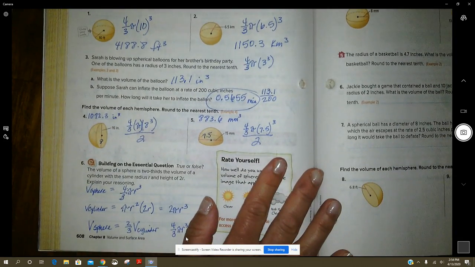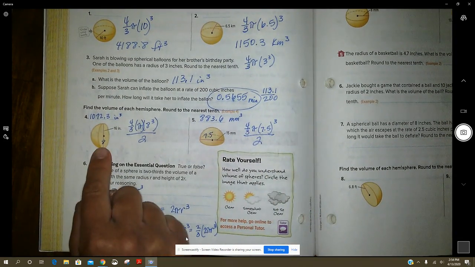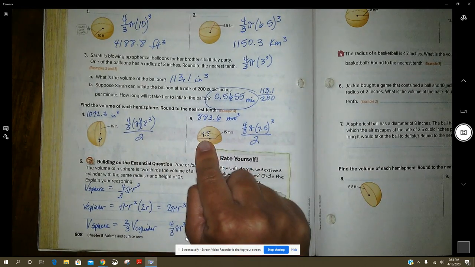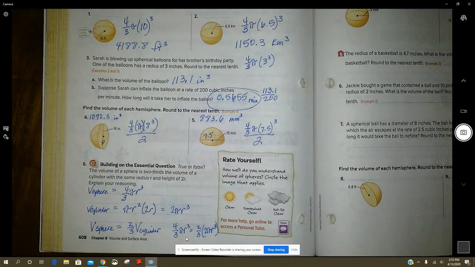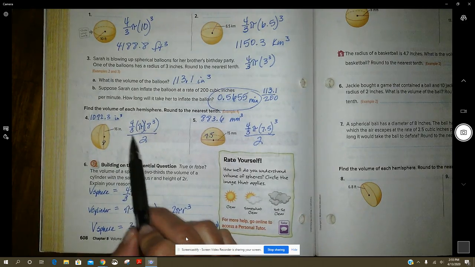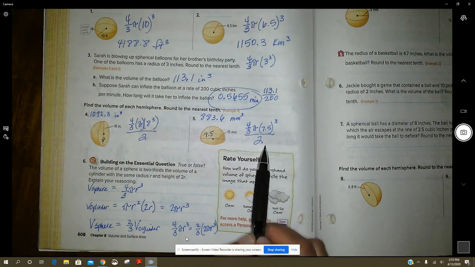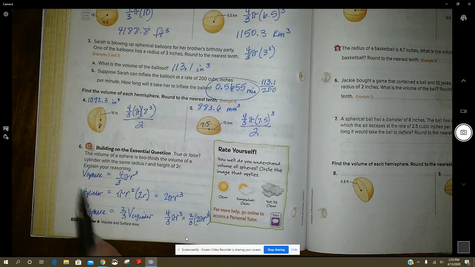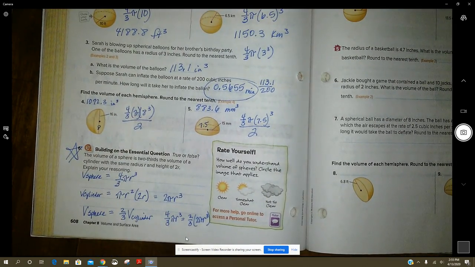When you go to do numbers 4 and 5, please make sure that you're dividing by 2 so that you get a radius. I like to write it down so that I know what I'm putting into the formula and into the calculator. And these are hemispheres, so you have to make sure you do that extra step of dividing by 2 for both of them.